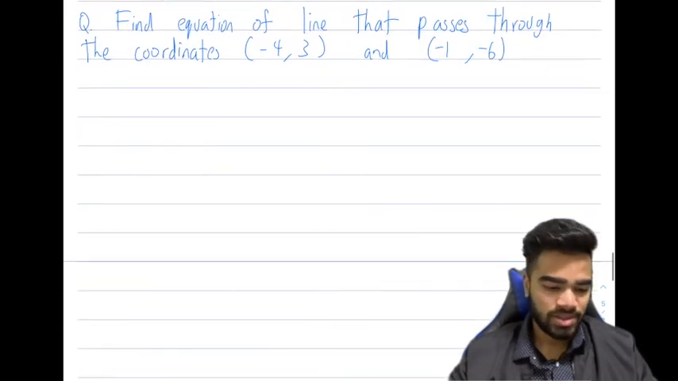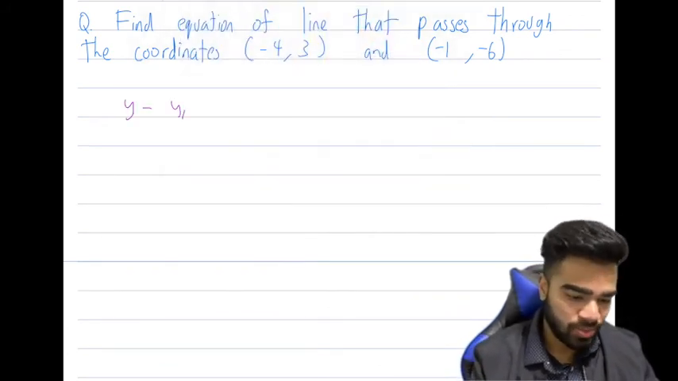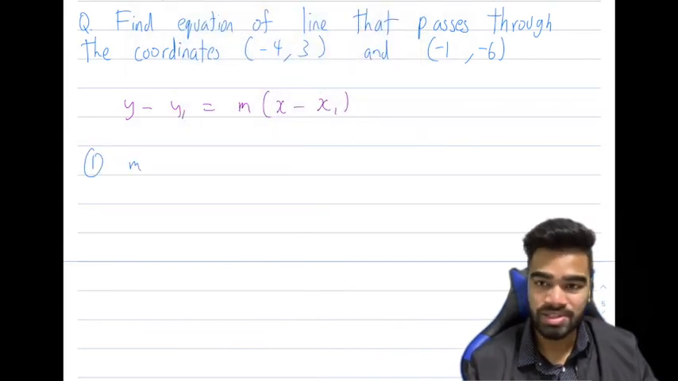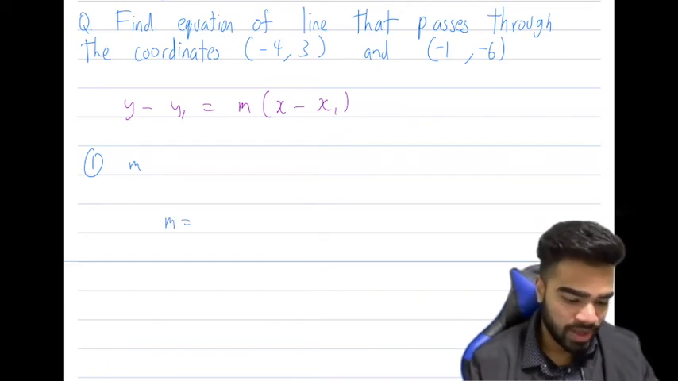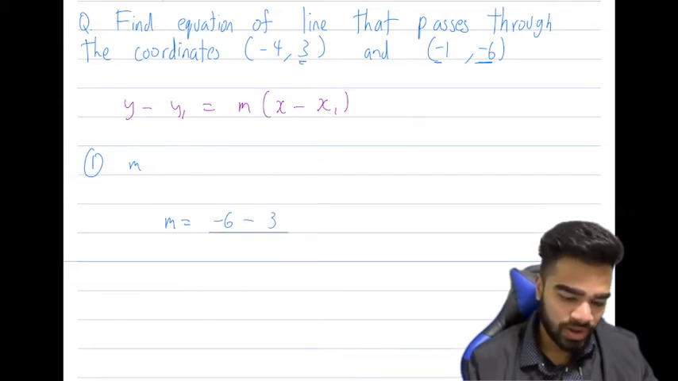Okay, so this one we're going to do the next question again, and I'm going to use the new method that we learned. So y minus y1 is equal to m in brackets x minus x1. Okay, so let's do it. So step number one is find m. What's the gradient? Well, it's not given to us here, so we have to find it. So we have to use the formula. m is equal to y2, y2 is negative 6 minus y1 is 3 over x2, which is negative 1, and x1 is negative 4, minus negative 4.